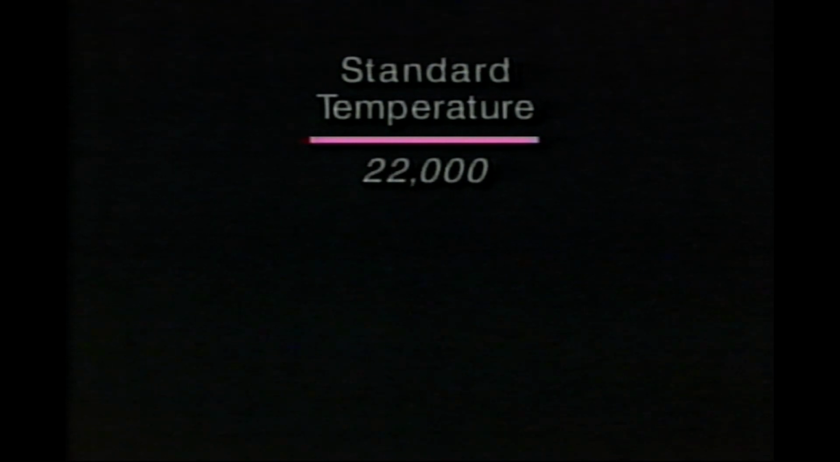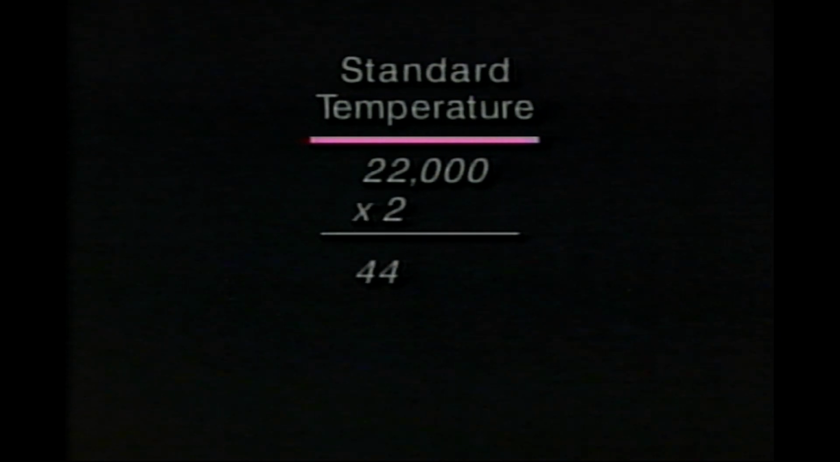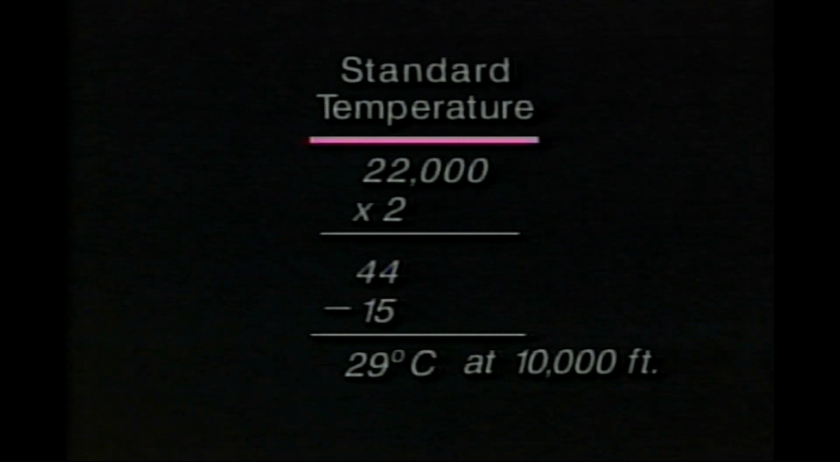Or another example, 22,000 feet. Double 22 is 44. Subtract 15 from 44 is 29. Change the sign to minus 29. The standard temperature at 22,000 feet is minus 29 degrees Celsius. And this can be used for any altitude. So much for standard temperature.